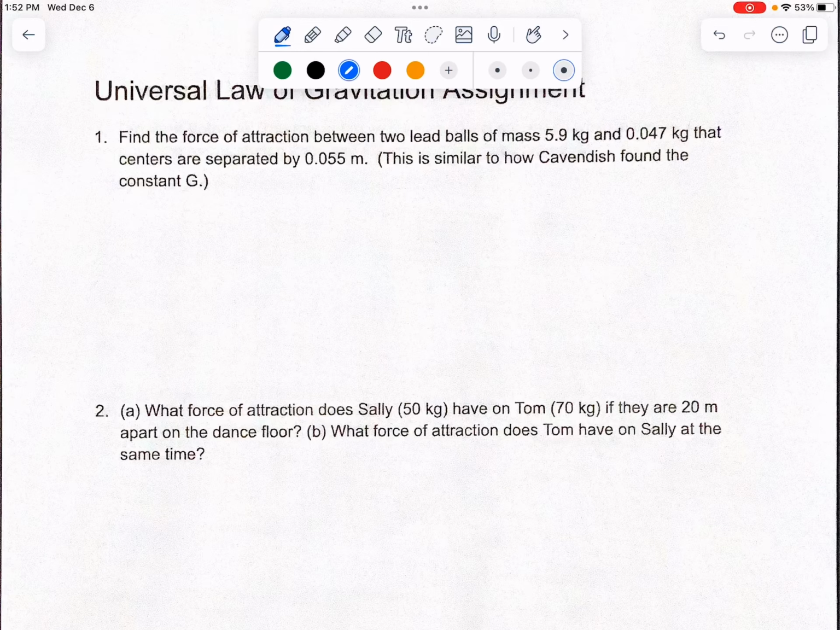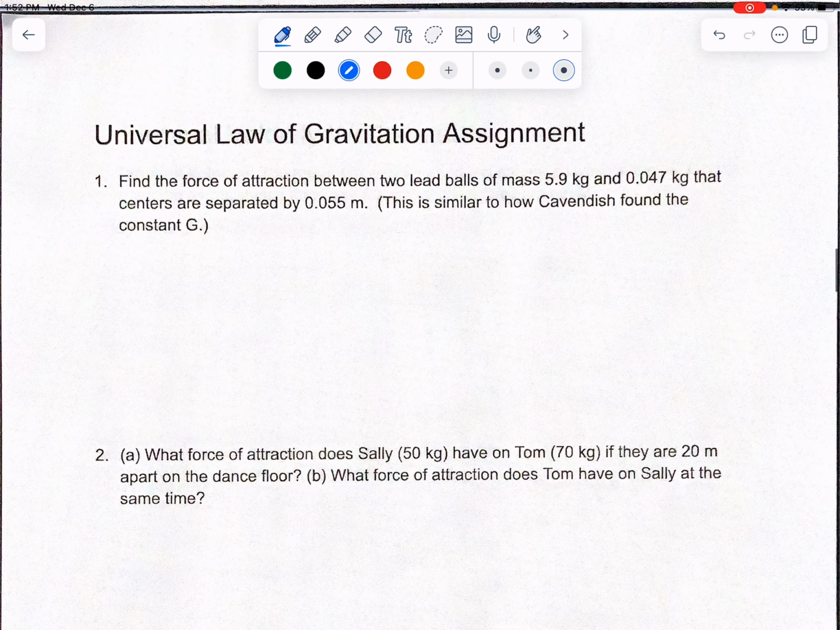All right, so this video is going to go over pages 32 and 33 in your packet. It shouldn't take very long. So we're dealing with the universal law of gravitation assignment. It says find the force of attraction. So we're looking for force between two lead balls. One has a mass of 5.9 kilograms, so there's mass 1. And our second one is 0.047 kilograms, so there's mass 2. Their centers are separated by 0.055 meters. So there is your distance.